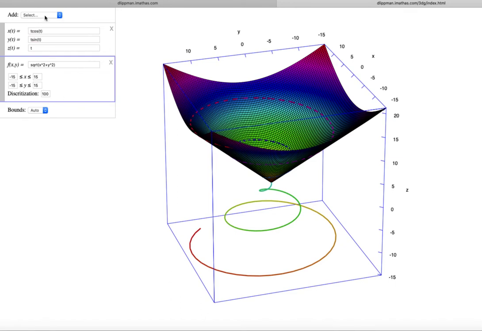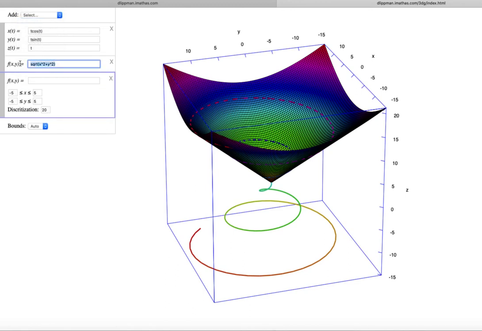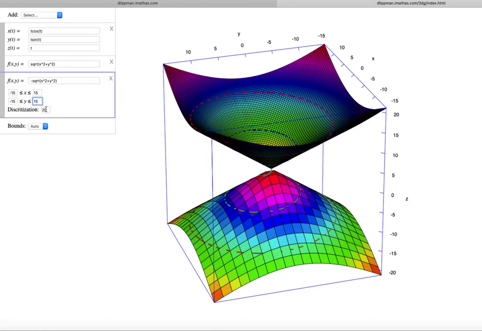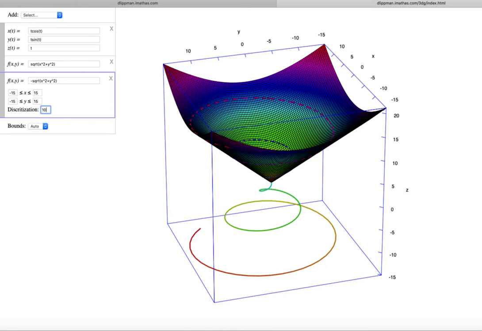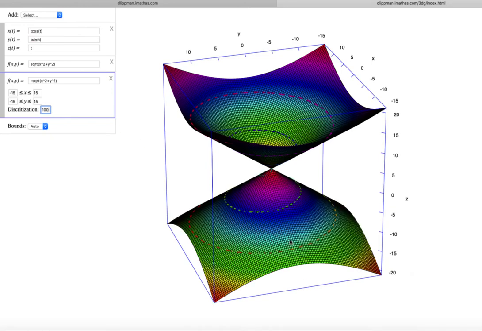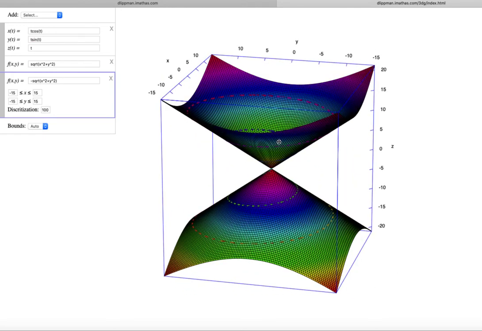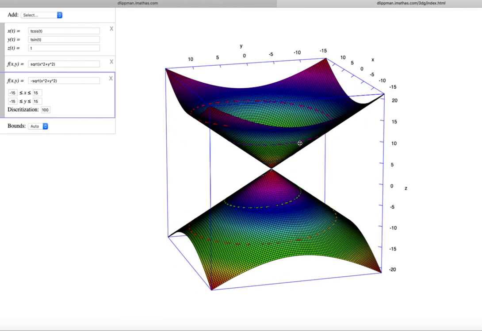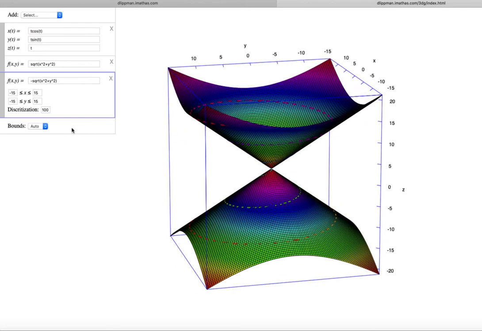And while I don't think there's too much suspense anymore, let's go ahead and graph the lower part of the cone too. Of course, change the X and Y bounds and the discretization to match what we did above. And same thing. So we can pretty safely see there that the cone holds this space curve that we were given.